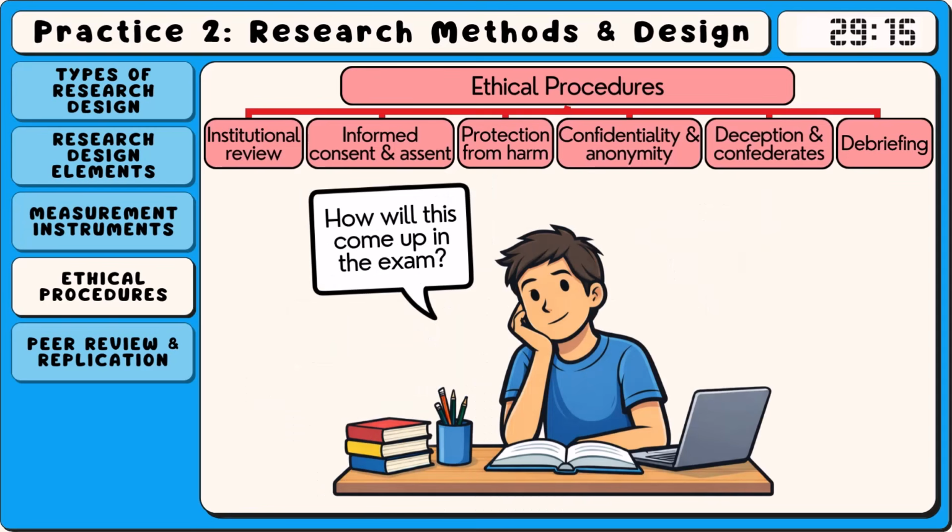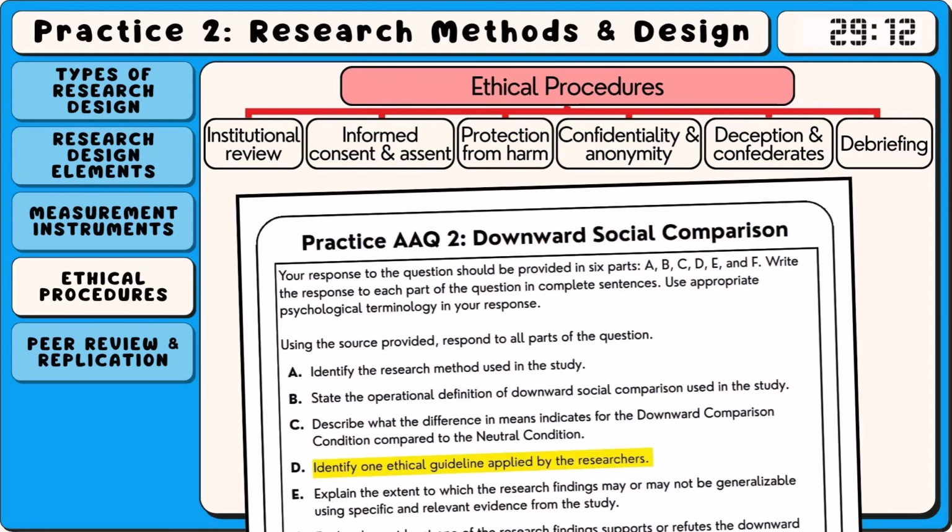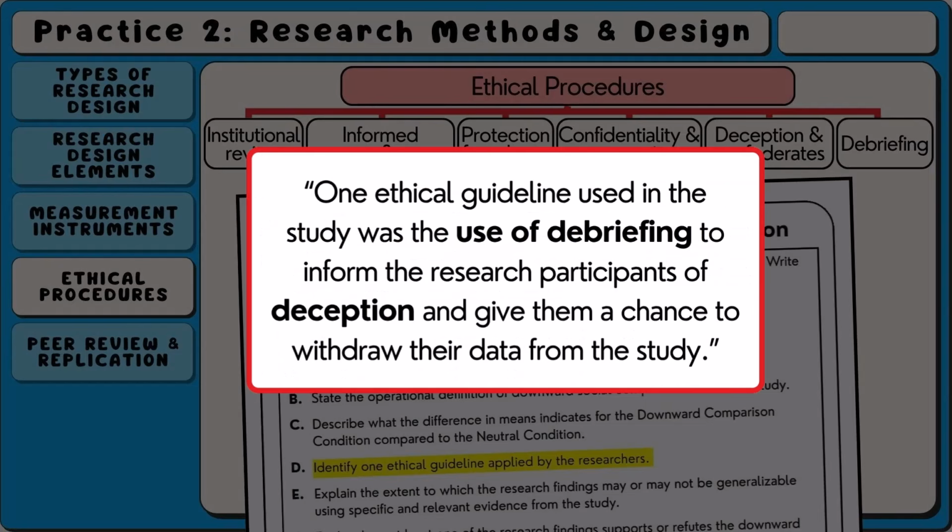All right, now let's look at how you might have to apply this information in the exam. Again, it applies directly to the article analysis section. In Part D of the AAQ, you'll be asked to identify one ethical guideline applied by the researchers. You will have to read through the provided article and find an instance where the study mentions institutional review, informed consent or assent, protection from harm, confidentiality and anonymity, deception and confederates, or debriefing. Then, your free response answer will be something like, one ethical guideline used in the study was the use of debriefing to inform the research participants of deception and give them a chance to withdraw their data from the study.